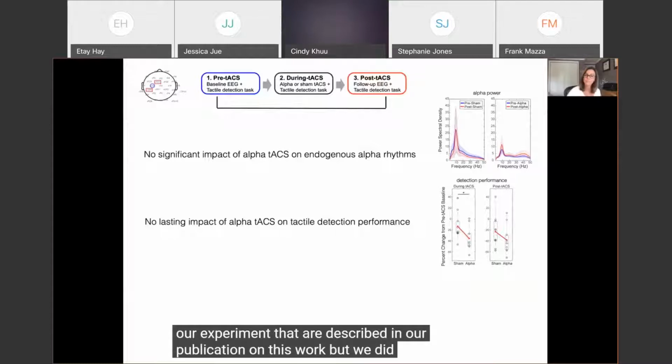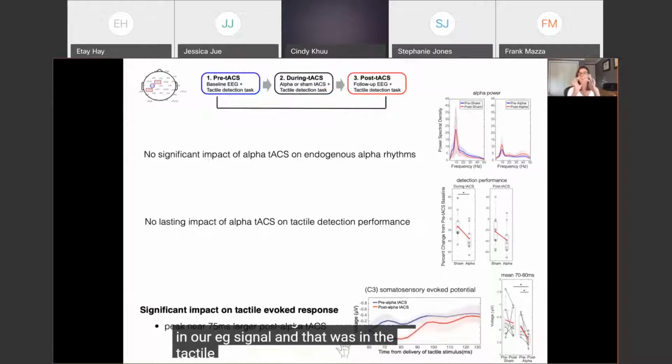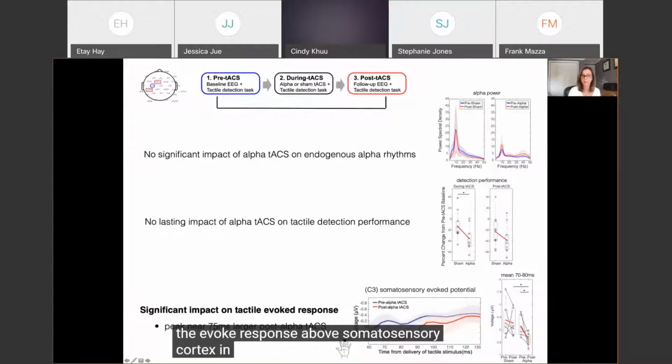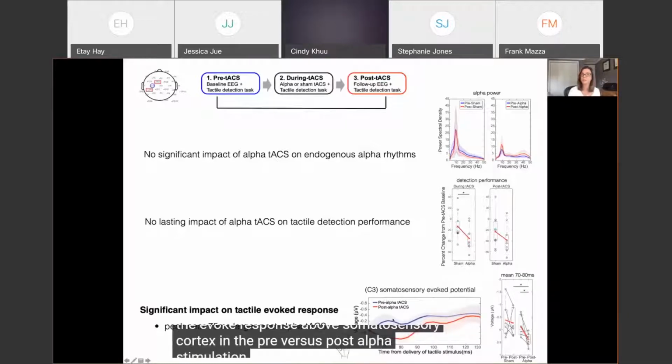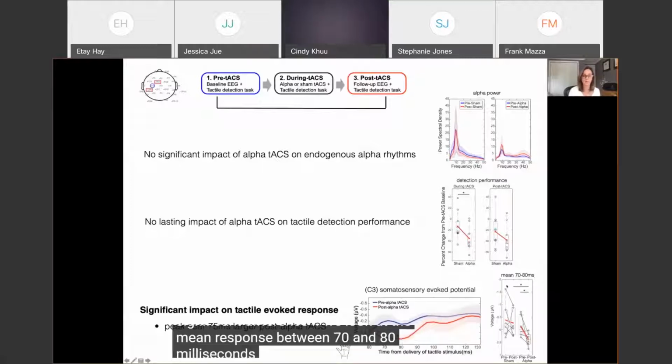But we did find one subtle but significant difference in our EEG signal, and that was in the tactile evoked response. If we compared the evoked response of somatosensory cortex in the pre versus post alpha stimulation condition, we found that this peak near 70 milliseconds was greater post-stimulation. And in fact, that was a significant difference in the response between 70 and 80 milliseconds. And so this was very interesting to us.